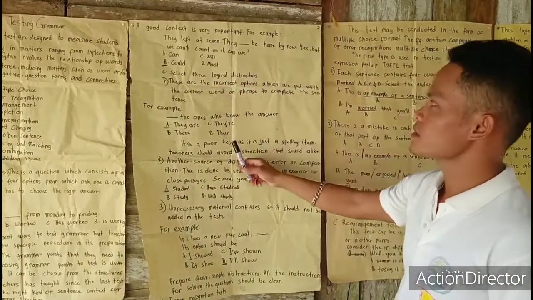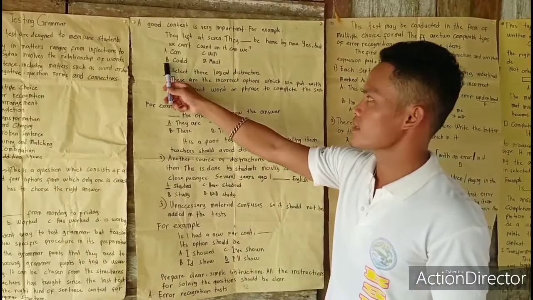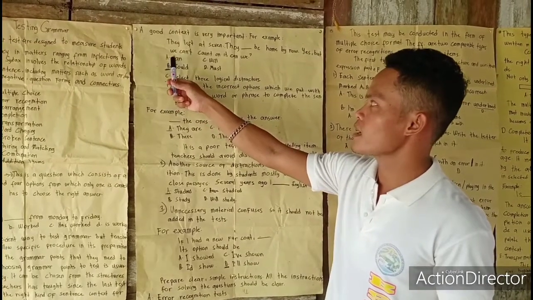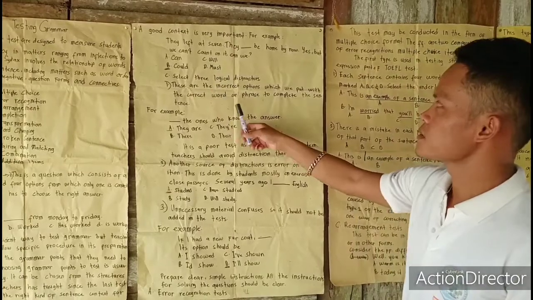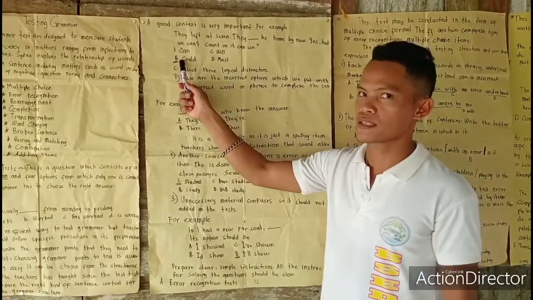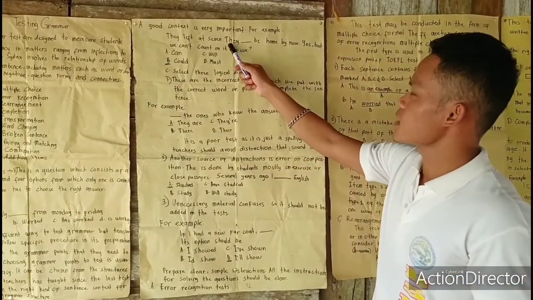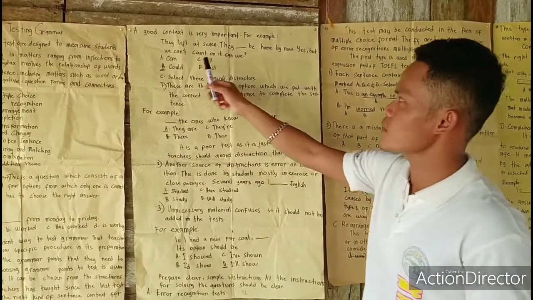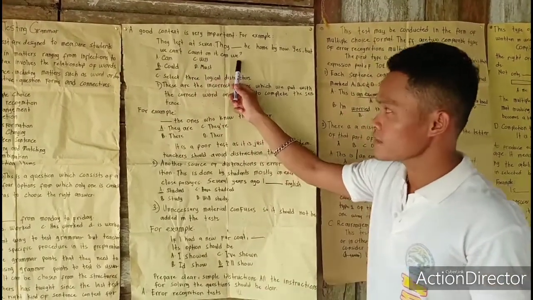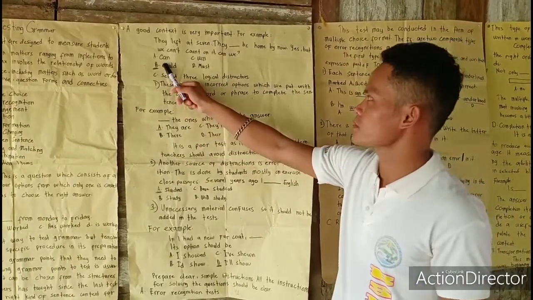Can we? So, these are the choices: can, could, will, and must. So, the possible answer here is could, because you have "they would be home by now." Yes, but we can't count on it. Can we? So the answer is could.